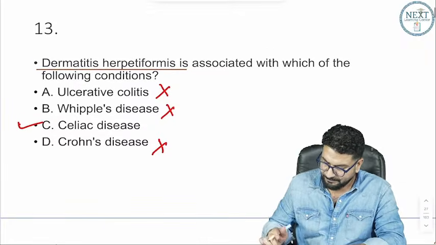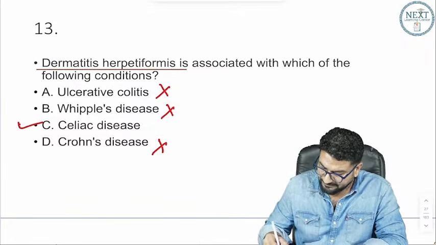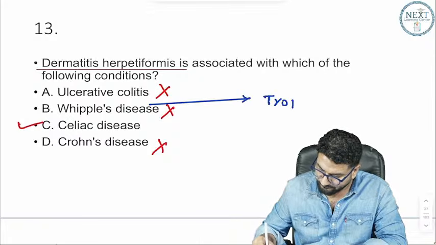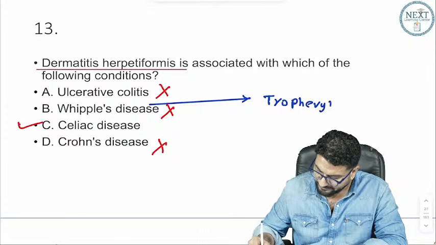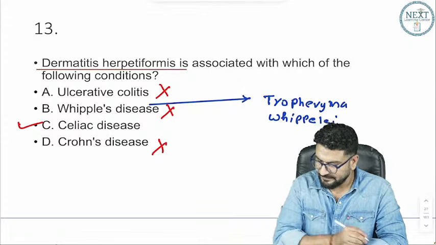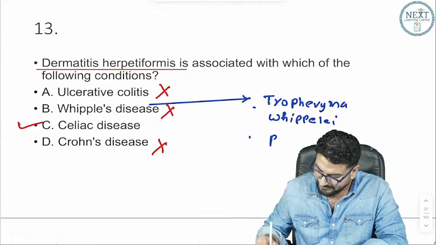Now see, Whipple disease also is a favorite topic nowadays. They're asking many questions. Just remember, two things they ask you on Whipple. First is the cause. The cause will be Tropheryma whipplei. And next, remember, here you will find PAS positive macrophages.